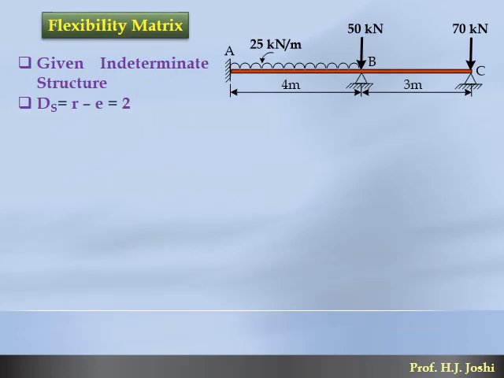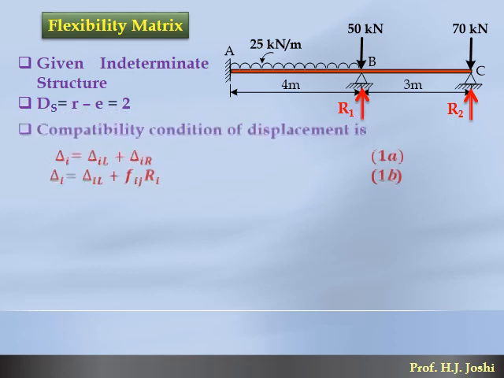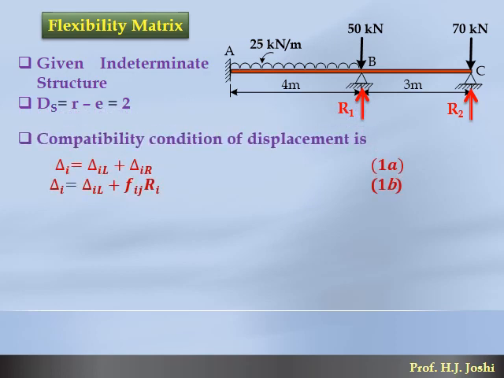Okay, now let's move ahead. These are my two redundants, identify redundants R1 and R2. The compatibility condition we discussed earlier is delta I equal to delta IL plus delta IR. Here delta IL can be found directly because loads are given and known, while in delta IR, that is the displacement due to redundants, R1 and R2 are our unknowns. So that is converted into flexibility into R.